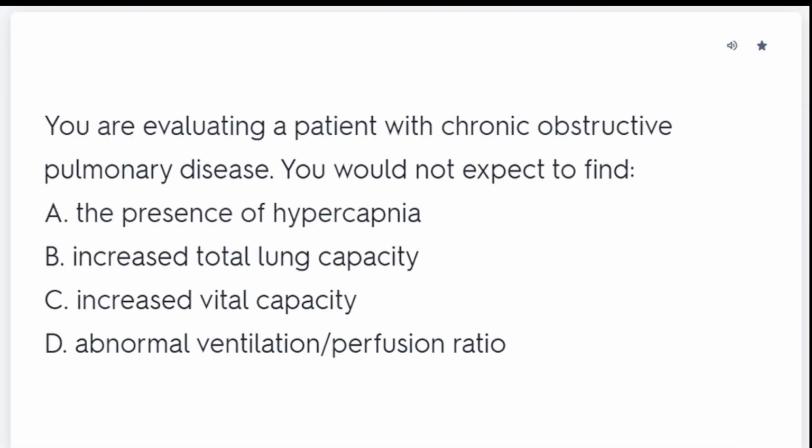You are evaluating a patient with chronic obstructive pulmonary disease. You would not expect to find: A. the presence of hypercapnia, B. increased total lung capacity, C. increased vital capacity, D. abnormal ventilation perfusion ratio.